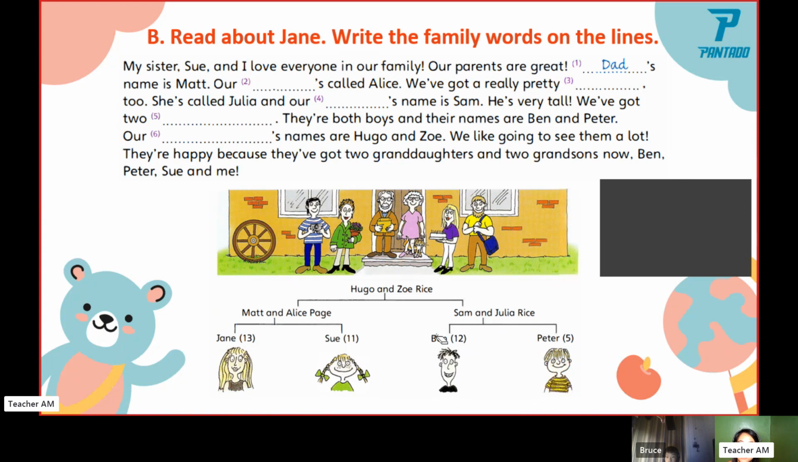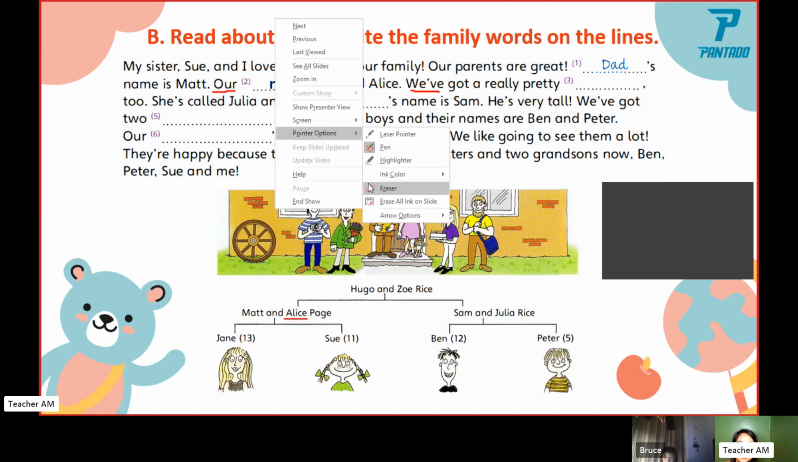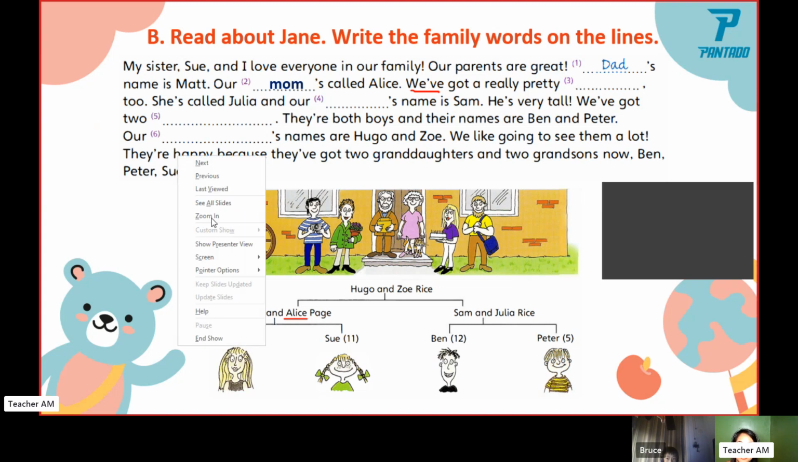Okay. Yes, continue. Our name is Matt. Matt. June. What's your answer? June? Yes. Is June called Alice? Yes. Okay, so our mom is called Alice. Alice? Yes, okay. This is Alice. Now continue to read.